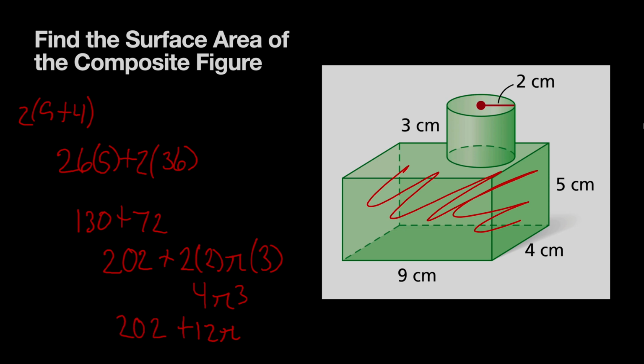This leads me to needing to pull out a calculator, which I will do right now. 202 plus 12 pi gets us approximately 239.7 centimeters squared. And so that's how we would find the surface area of this composite figure.